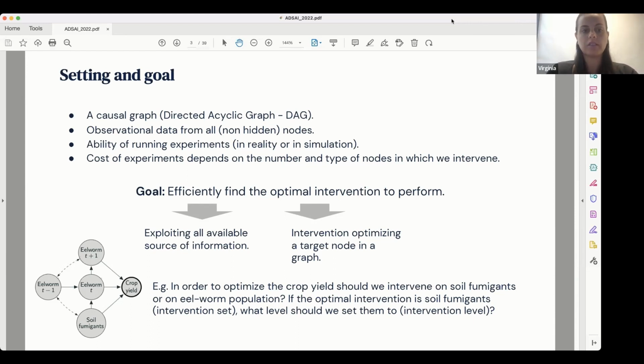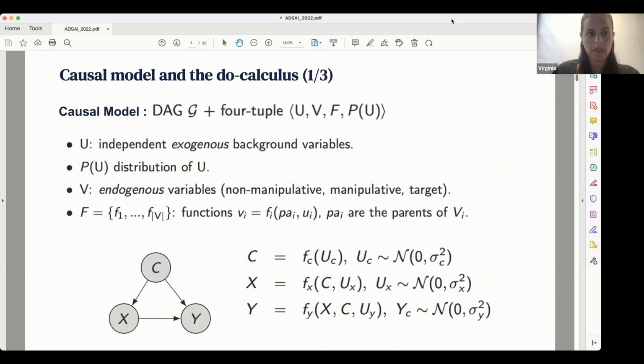Efficiency is very important for us because we would like to find the optimal intervention by exploiting all available sources of information, for example exploiting the observational data that we observe and limiting the number of experiments that we have to perform. For example, in the first graph that we looked at, we might be interested in understanding, for crop yield, whether we should intervene on weed population or soil fumigants and what level we should set them to.